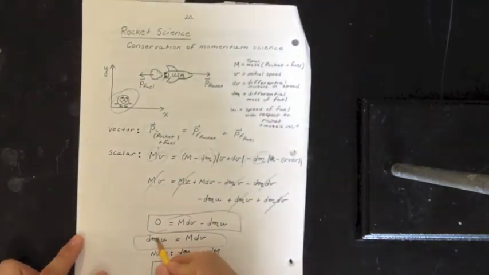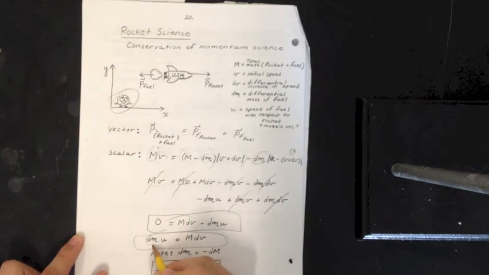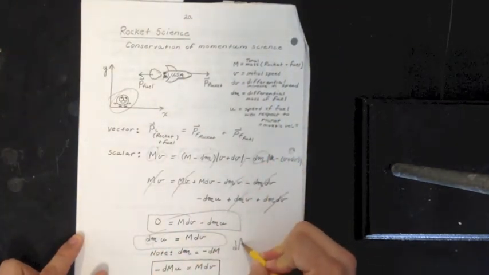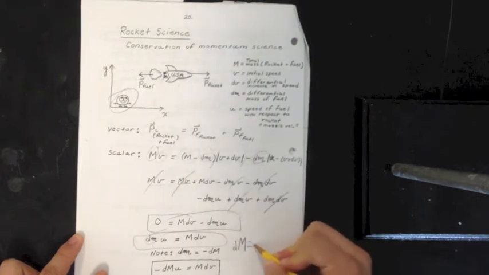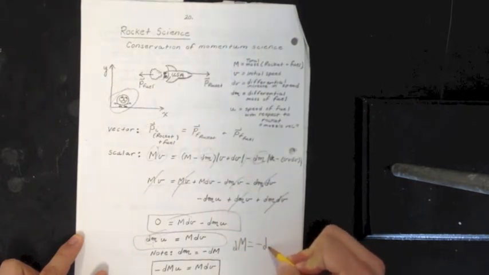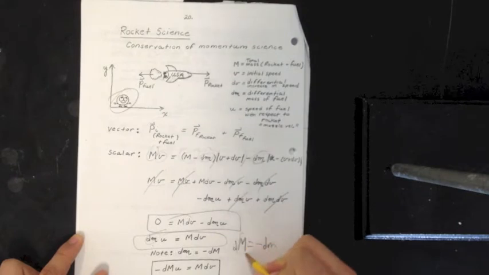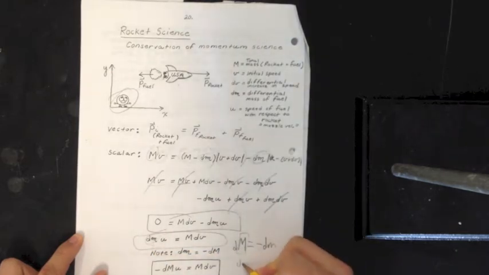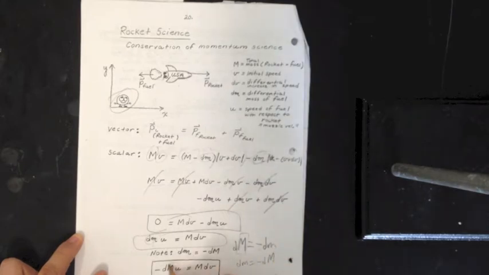Now, dm is the differential mass of the fuel. So dm is equal to the negative differential mass of the rocket. Remember, this is big M. Big M is the total mass. So, when you plug that in here, dm equals negative dm. Negative dmu equals Mdv.